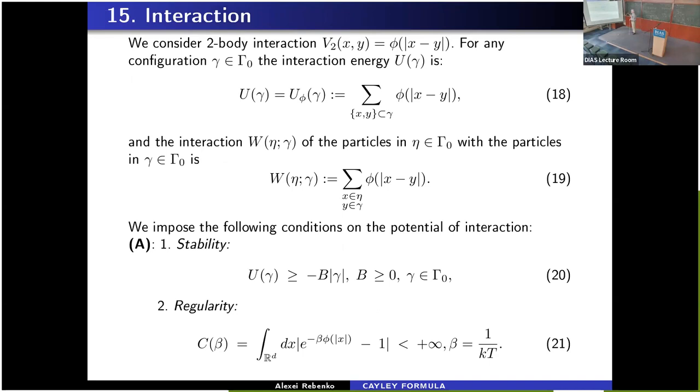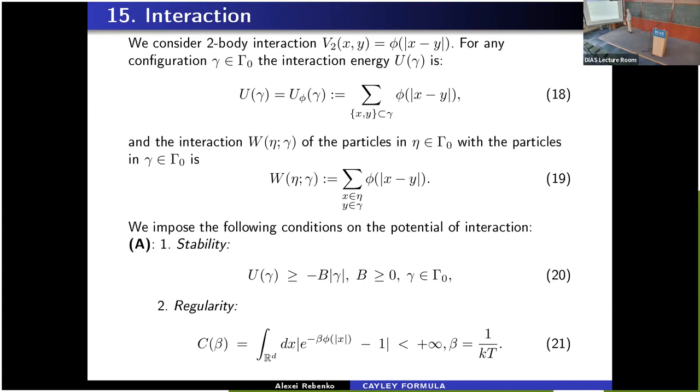Now we should introduce the notion of energy. We consider two-body interaction between particles, where the potential phi is just this interaction, and then we consider the two-body approximation. So we consider that the energy of these n particles is given by this formula, and this W is the interaction energy between configurations eta and gamma, and eta and gamma don't intersect.